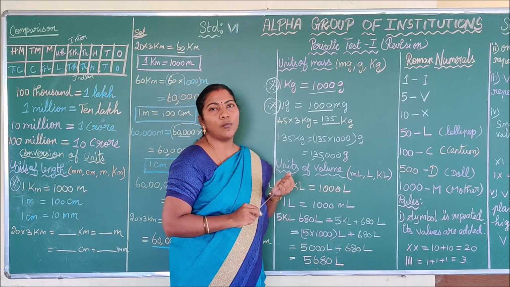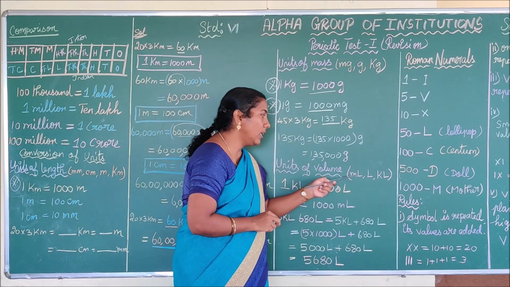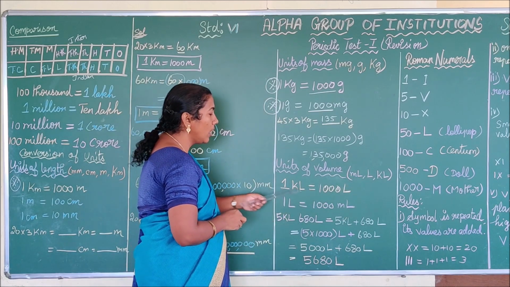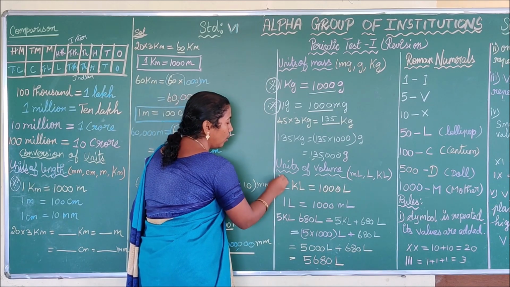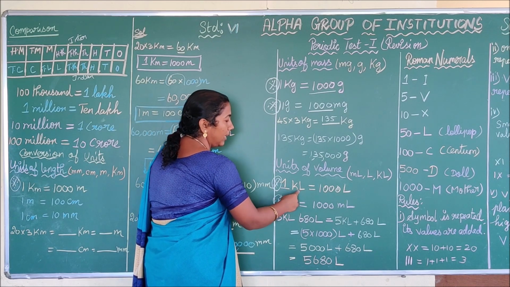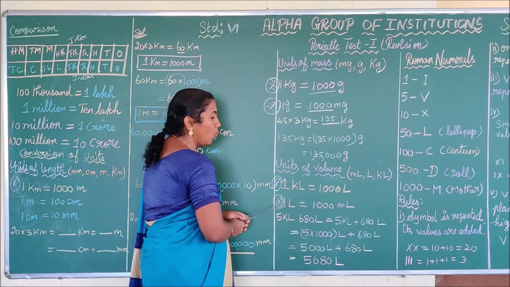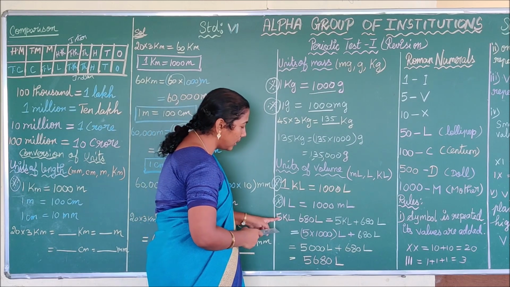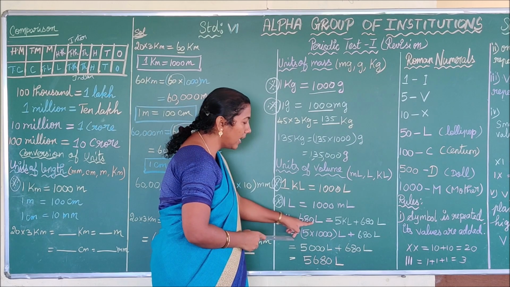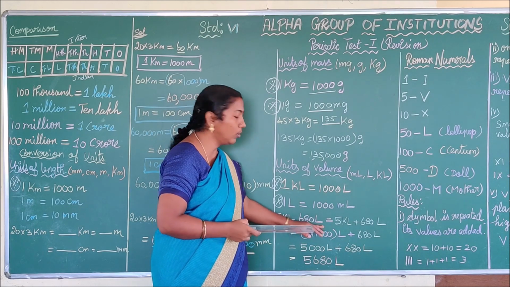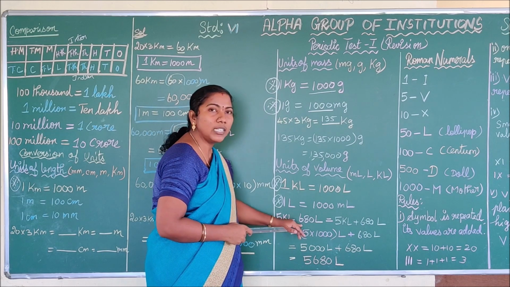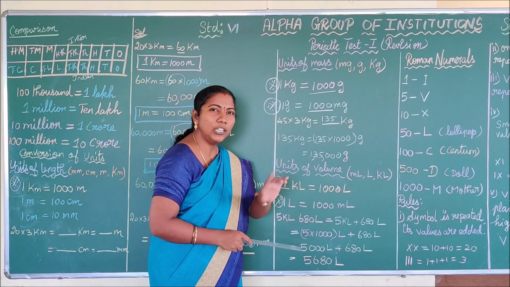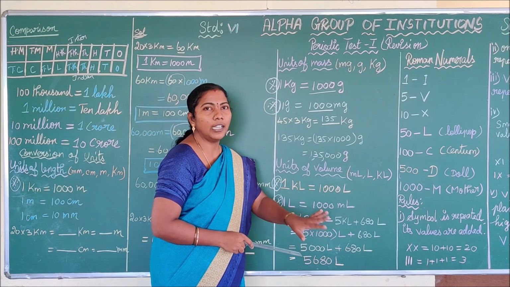Units of volume. What are the units of volume? Milliliter, liter, kiloliter. And your conversion formula: definitely you have to memorize this formula. 1 kiloliter equal to 1000 liter and 1 liter equal to 1000 milliliter. I did here one small solution: 5 kiloliter 680 liter. In the word problem they give the question like this. 5 kiloliter 680 liter. Here we are going to convert this whole value into a single unit, that is the lower unit, liter. How are we going to convert?